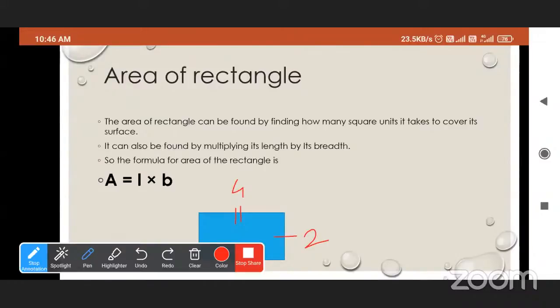See here, the formula is given: area is equal to L into B. L stands for length and B stands for breadth. So by multiplying length by breadth, we will get area. So 4 into 2 is, 4 multiplied by 2 is, if we multiply 4 by 2, then we will get 8 square centimeter.